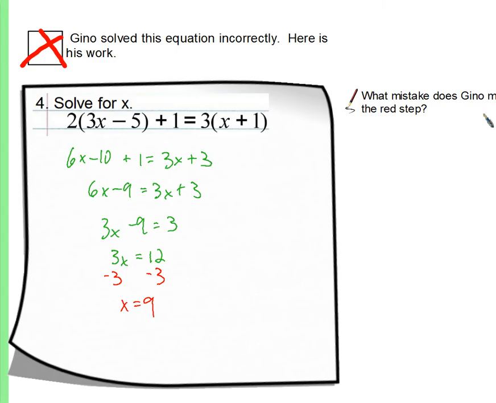Look at it again. I look at a different mistake. It's a very common mistake. So we distributed the 2, all that good stuff. After this red stuff, what do we do? What do we get, Kristen? They have to divide it instead of subtract from each side.